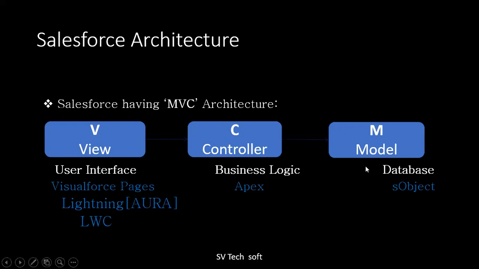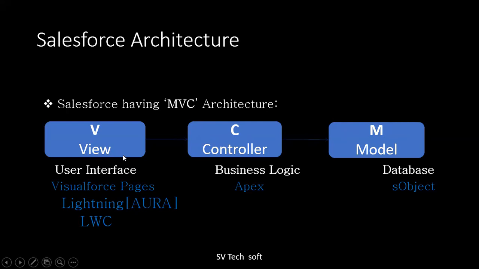Model comes under database. V is view, the viewing of the data, like the user interface. If you open and see any particular data, that is the user interface. C is controller, meaning business logic. The controller works as an intermediator between your user interface and backend. This one we call the front end, this one the backend, and this one the middle layer. It works as an interface from your front end to the back end.